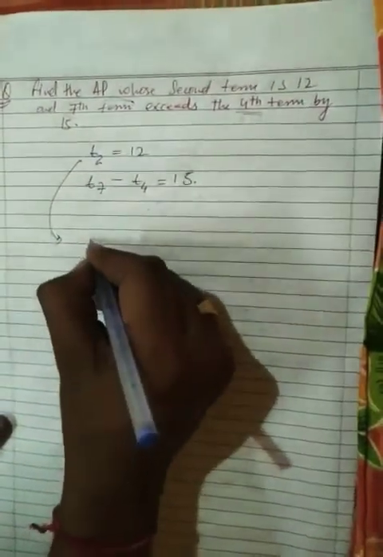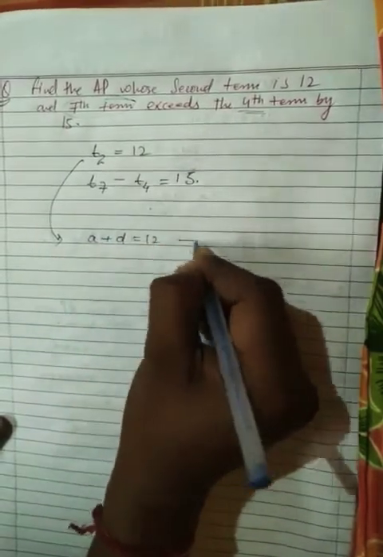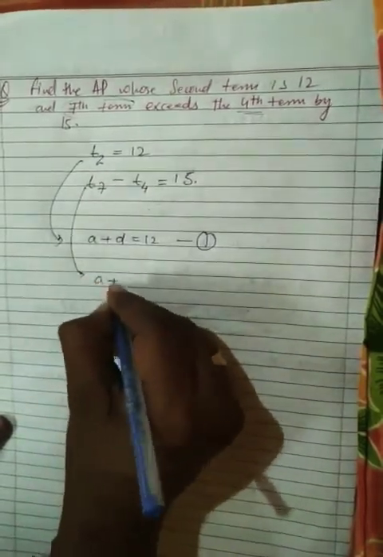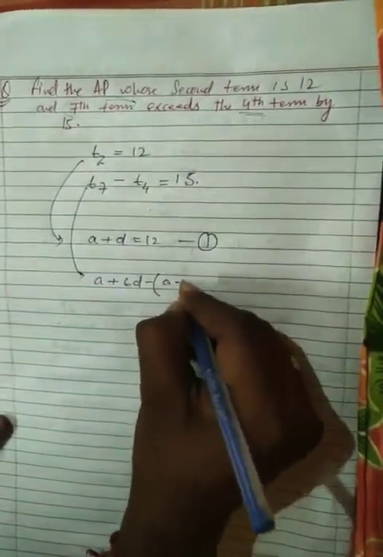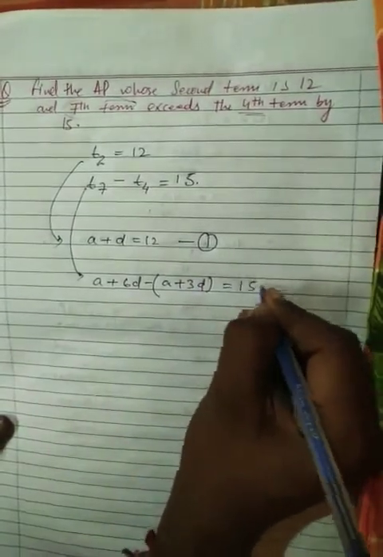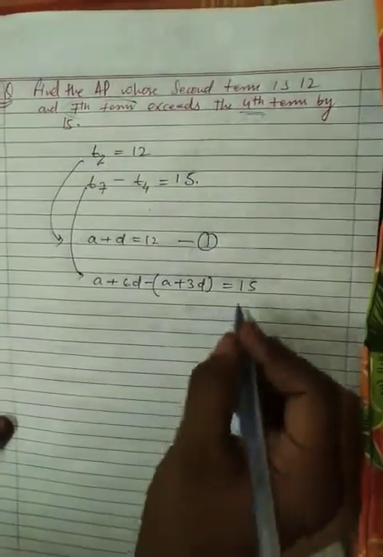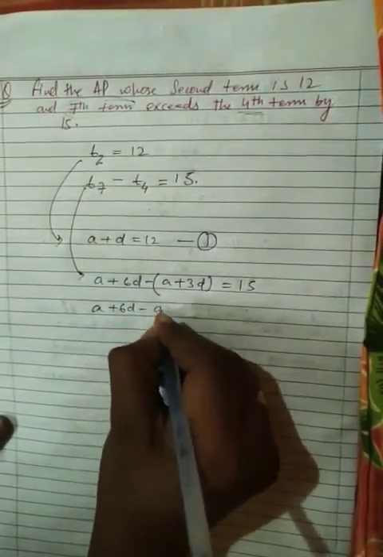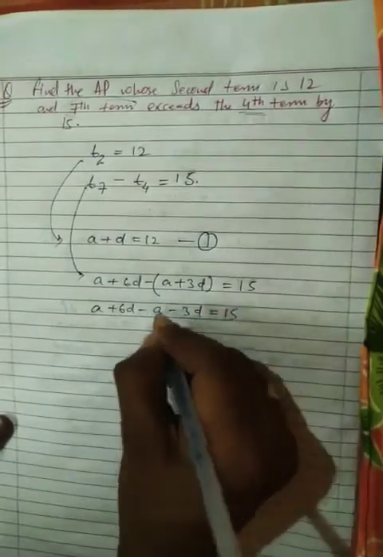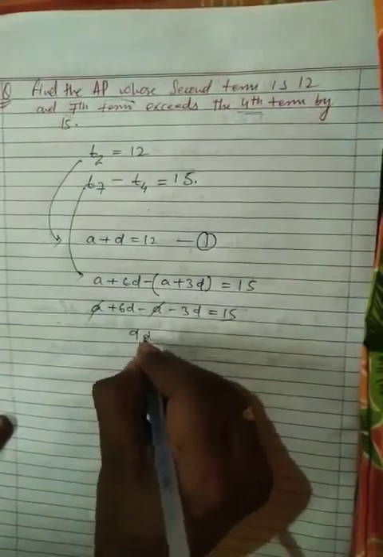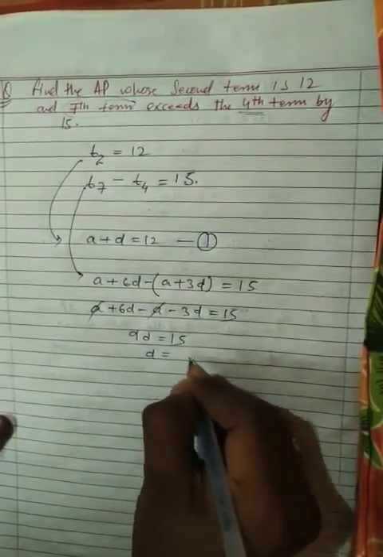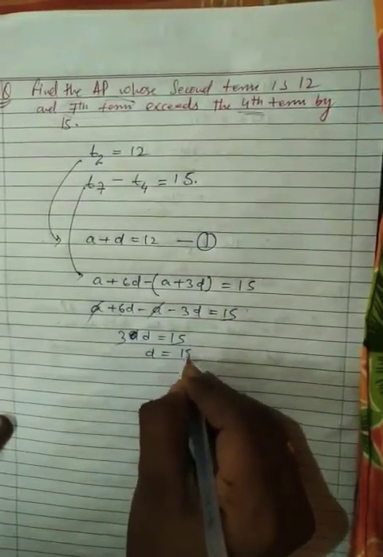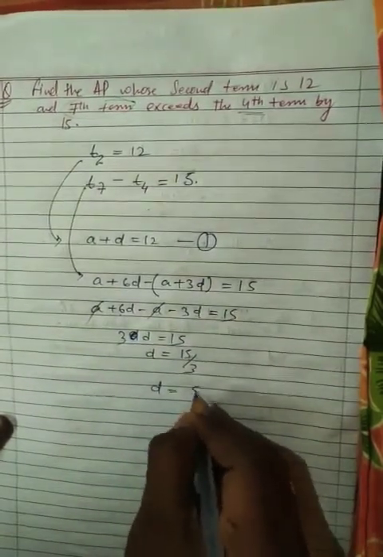What will we get? T2 means A plus D equals 12, that is given, the first equation. Now T7 means what? The second one: A plus 6D minus (A plus 3D), since T4 is A plus 3D, equals 15. Now solving this, A plus 6D minus A minus 3D equals 15. A cancels. 6 minus 3 is 3, so 3D equals 15. 15 by 3, so D is 5.